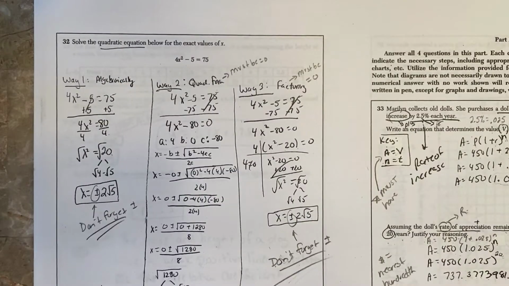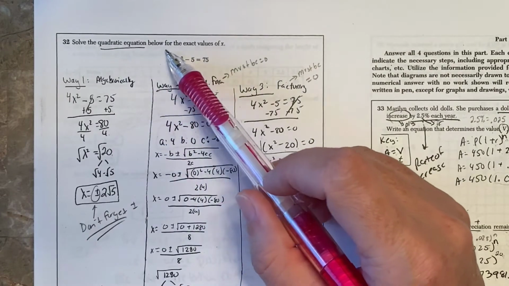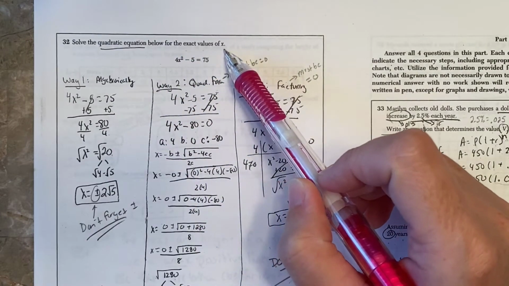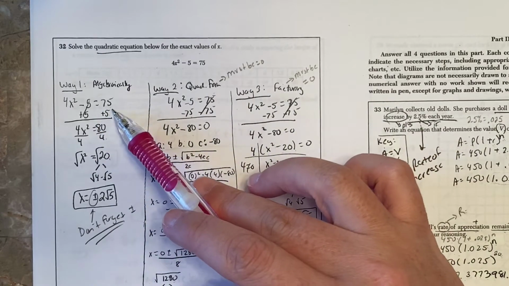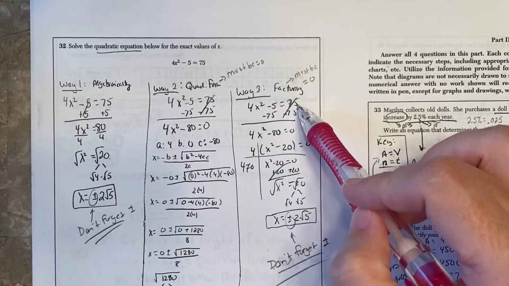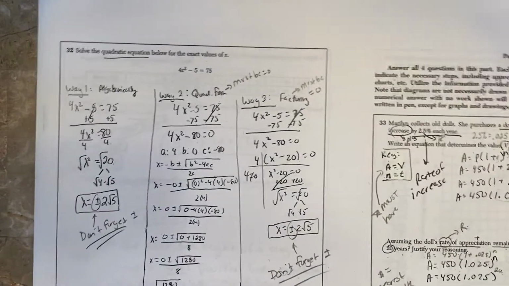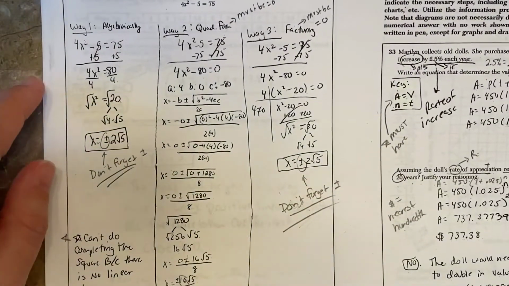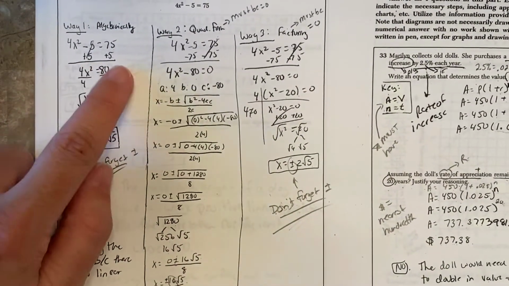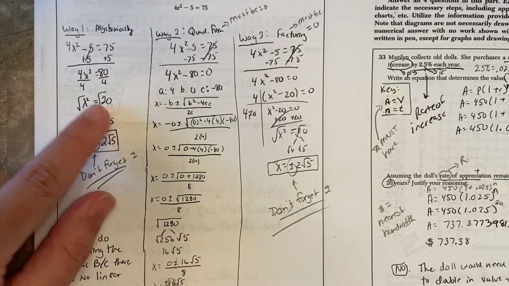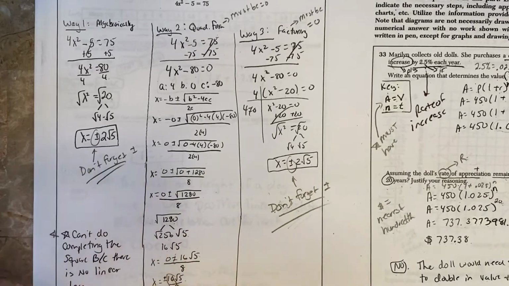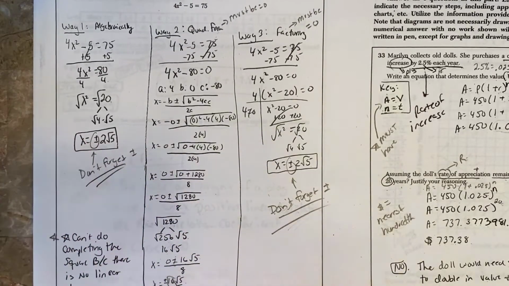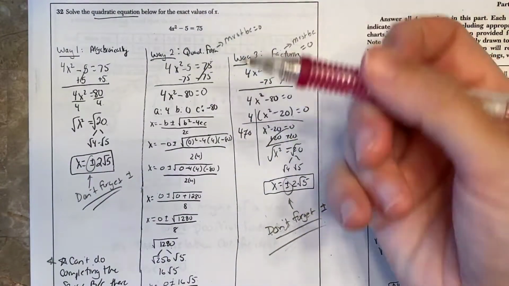All right, number 32. Solve the quadratic equation below for the exact values of x. I showed it three different ways because you could do this algebraically, with the quadratic formula, or by factoring, and I wasn't sure which way you're going to do it, so I showed them all. Algebraically, you want to get the x by itself, so you add 5 to both sides, divide by 4, take the square root of both sides. Make sure you show that work, and don't forget the plus or minus. That's so important, because it's really two answers, because the degree of 2 means 2 answers.